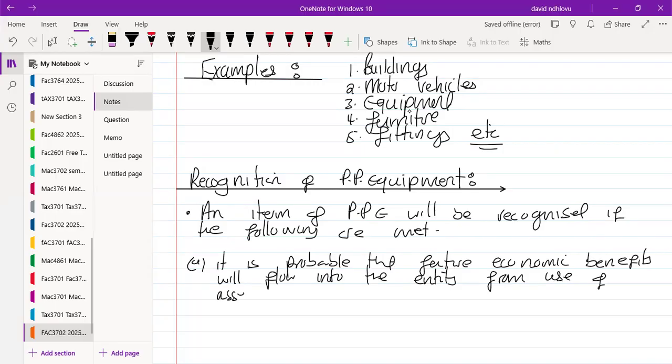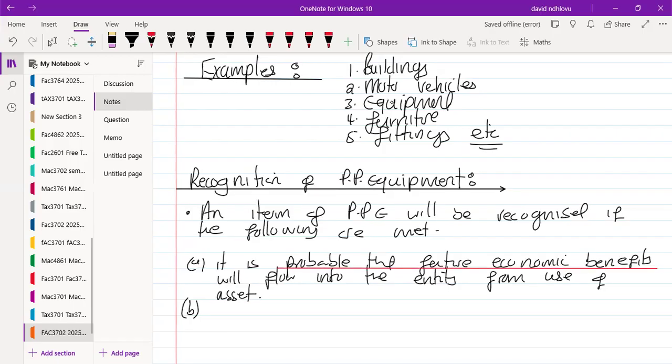Right. Property, plant, and equipment must have the ability to help the organization generate economic benefits. So therefore, it must be highly probable, highly likely, that an entity will be able to generate those economic benefits in the future.